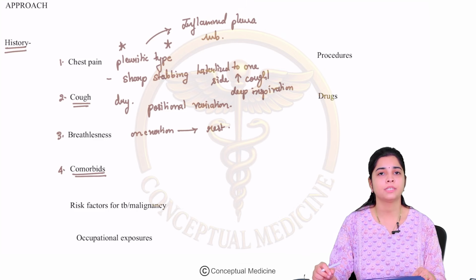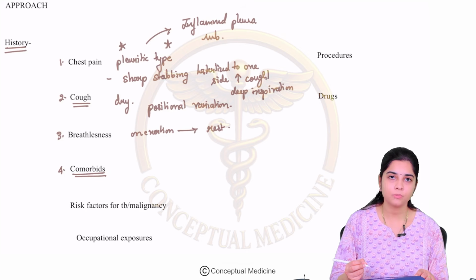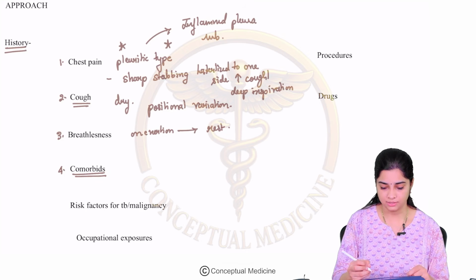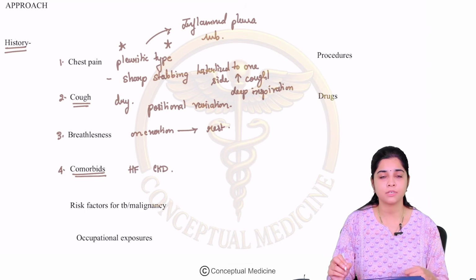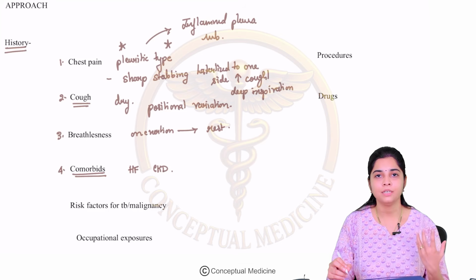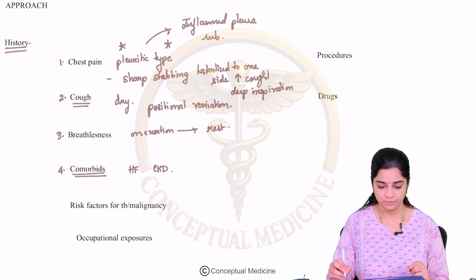Then we have to look into the comorbidities with which the patient is presenting, because many of the comorbid conditions can also result in pleural effusions. What are the comorbid conditions that you want to ask about in the history? You want to ask about heart failure. You want to ask about chronic kidney disease, because all of them can result in fluid accumulation and anasarca in multiple organs of the body, including the pleural space.